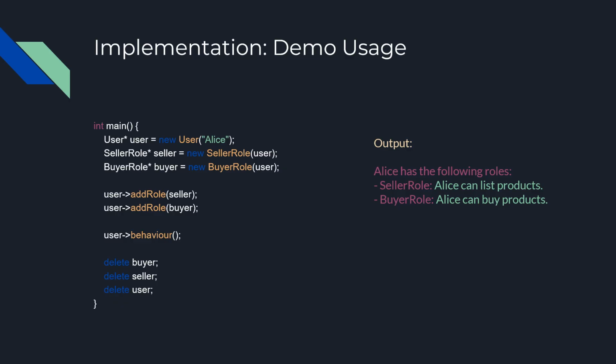So this is the demo usage. It's the main function that demonstrates the pattern in action. We create a user, let's call her Alice. Then attach two roles, a seller role and a buyer role. When we call user behavior, the program runs through each role and executes its specific behavior. The output shows that Alice can both list products and buy products, proving that one object can take on multiple roles at the same time.